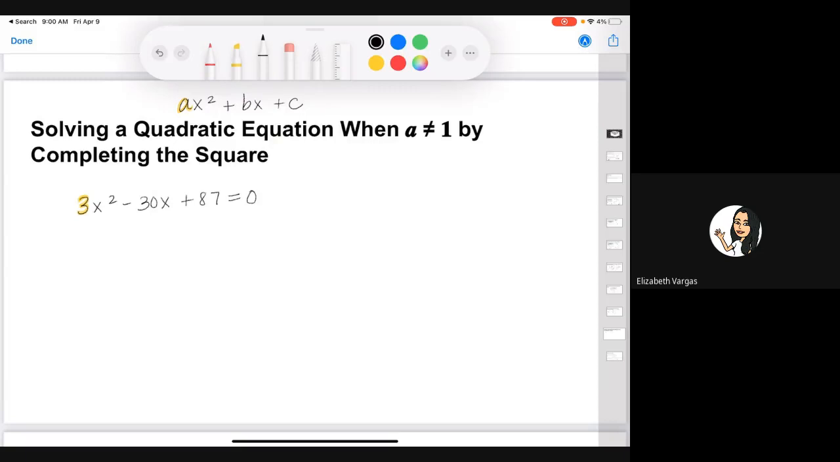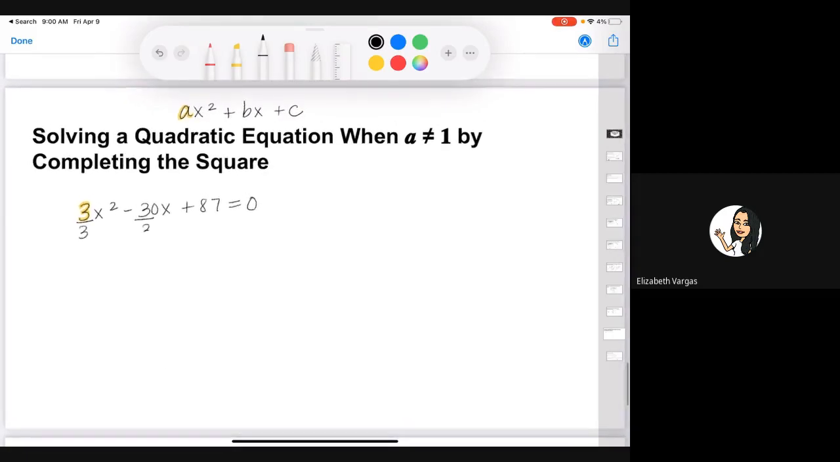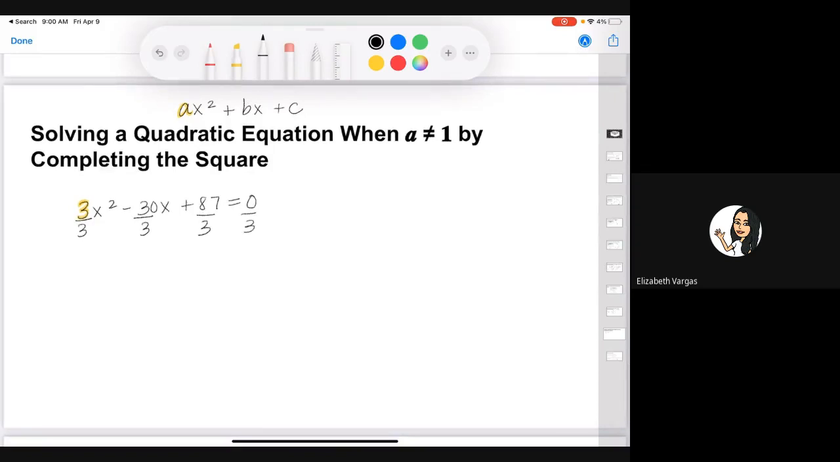And because 3 is greater than 1, the first step that I need to do in order to solve this is I need to get rid of that a because I can't use the different strategies that we just had if I have a greater than 1. And so the way I'm going to get rid of my a, or my 3 in this case, is I'm going to divide by 3 all the way across. That's going to allow me to get rid of my a.